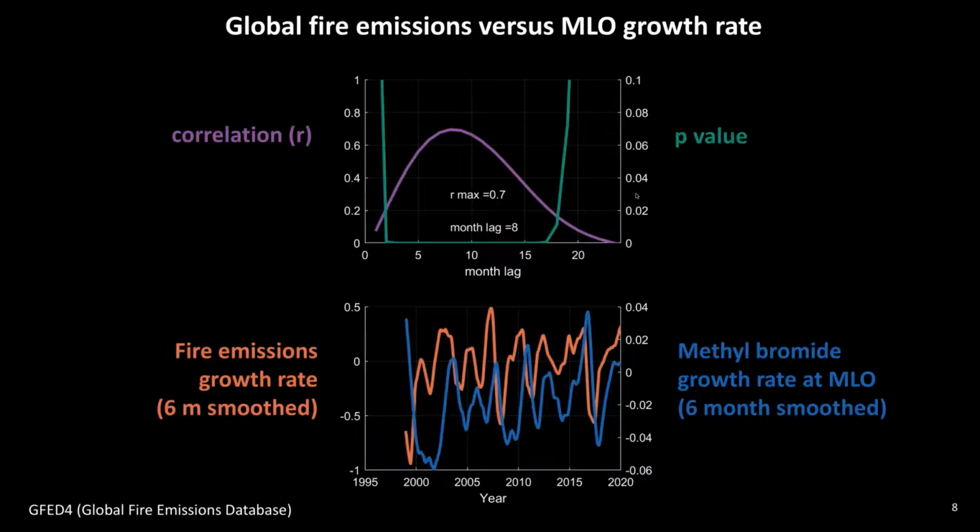So this is really encouraging. It's saying that we can actually determine that a lot of the changes in interannual growth in methyl bromide is being caused by fire, but we can only explain about 50% of the variation in methyl bromide. So what else could be causing changes in methyl bromide?